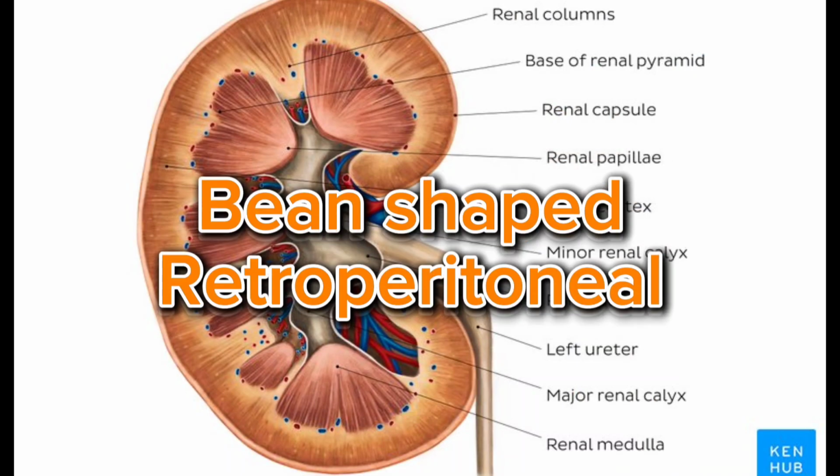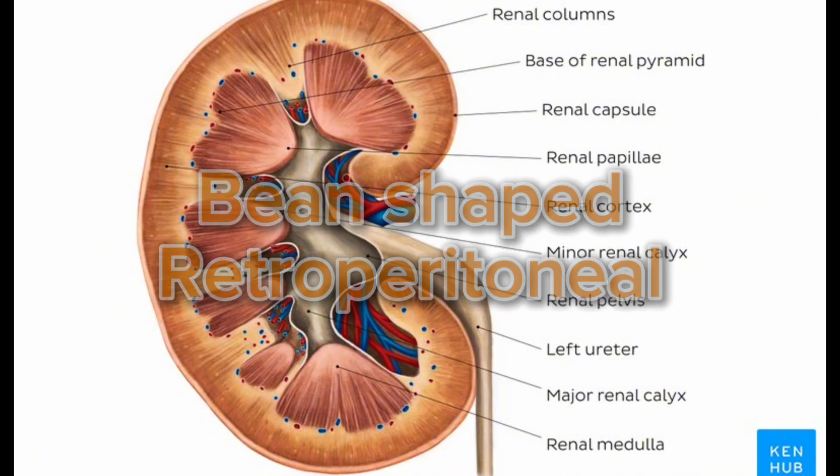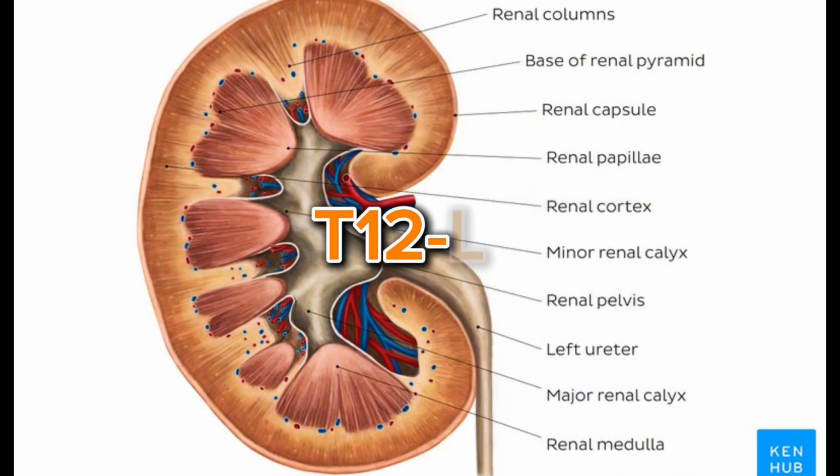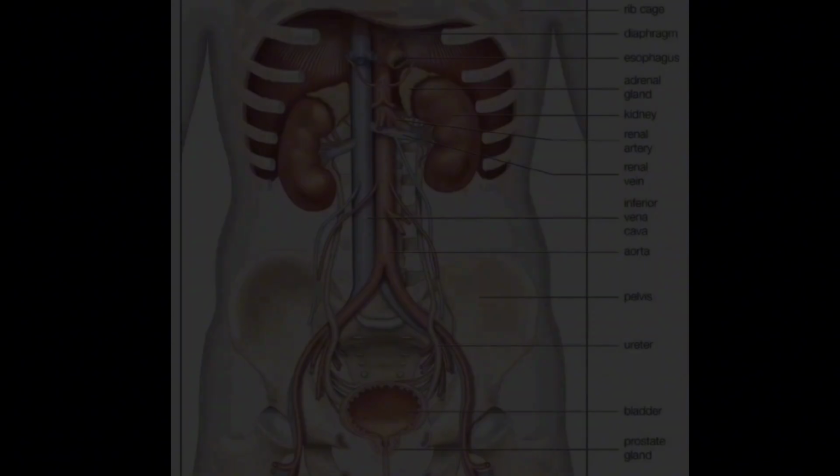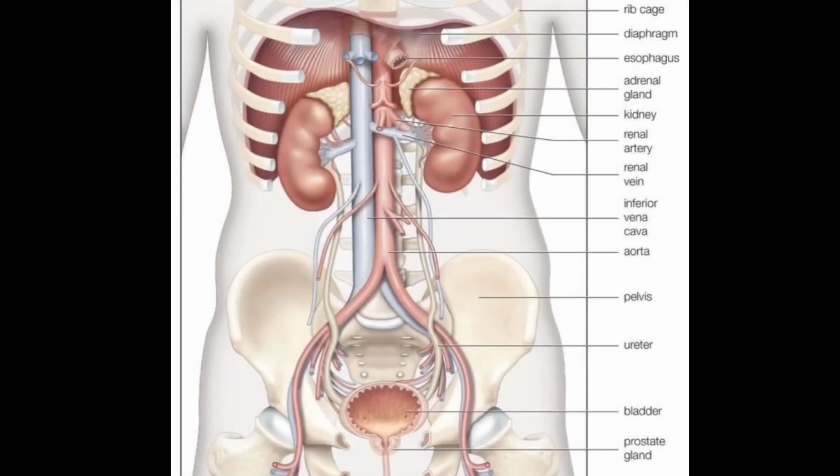Kidneys are bean-shaped retroperitoneal structures located at T12 to L3, protected by the 11th and 12th ribs. The right kidney is situated just below the liver, while the left kidney is situated below the diaphragm. The right kidney is pushed down by the liver, and that's why it's slightly lower than the left kidney.